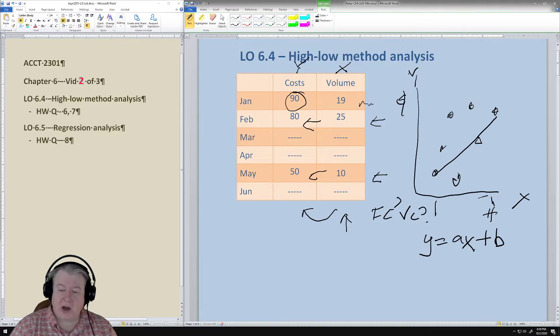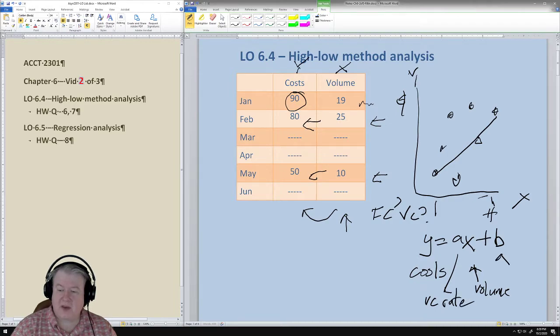What we want to know is this is our costs. This y is our costs. This is going to be the volume. This is going to be our variable cost rate.